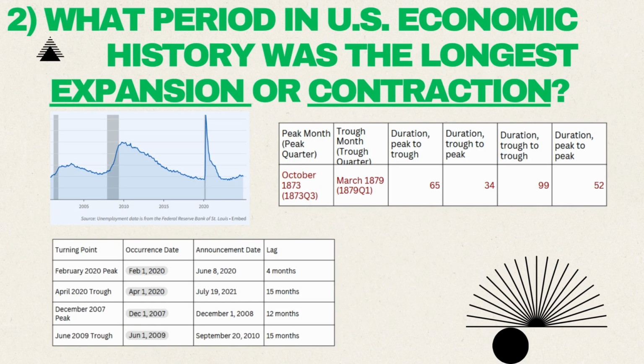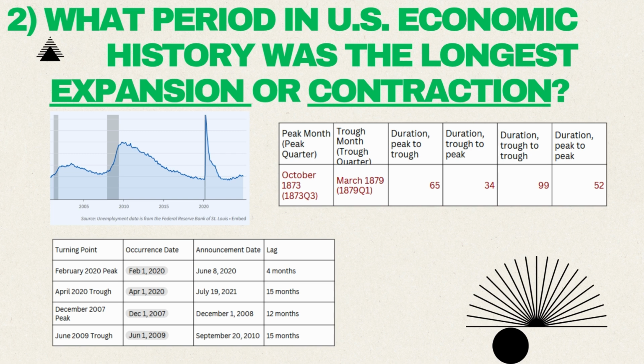Number two, what period in US economic history was the longest expansion or contraction? From the records and the official website of the NBER, we have found that the longest expansion was the post-2009 recovery, June 2009 till February 2020. That's 120 months of growth. The table and graph that I have for you up here show how different this is from the 19th century crises. For instance, the NBER took just 4 months to declare the 2020 COVID peak versus the 12 months for the 2007 peak, reflecting the better real-time data of today.